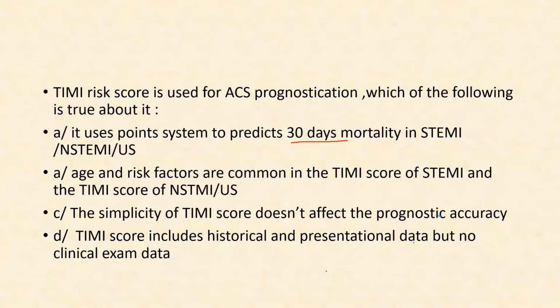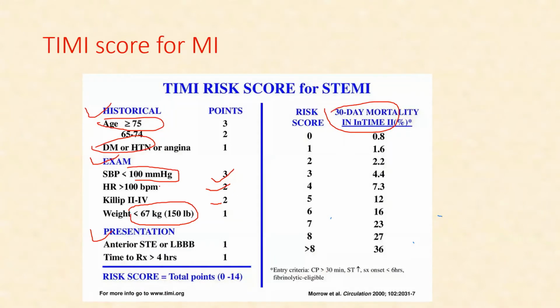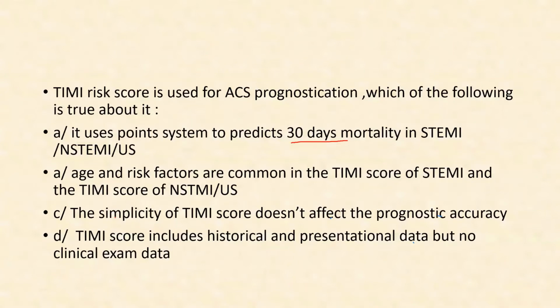Now, look at the last one, D. TIMI score includes historical presentational data, but no clinical exam data. That is for the TIMI score of non-STEMI and unstable angina. But for the TIMI score of STEMI, there is historical, presentational, and clinical exam data here: systolic blood pressure, heart rate, level of congestion, and weight. Now, the simplicity of the TIMI score has been criticized. It's affecting the accuracy.